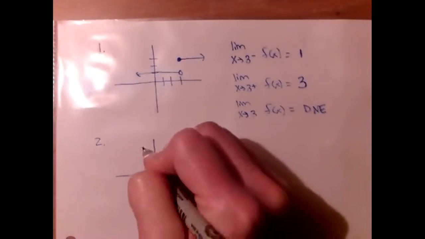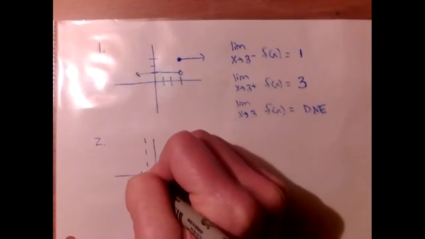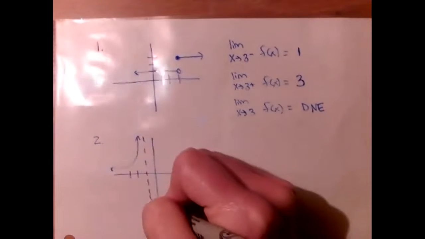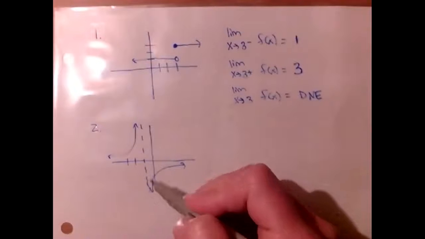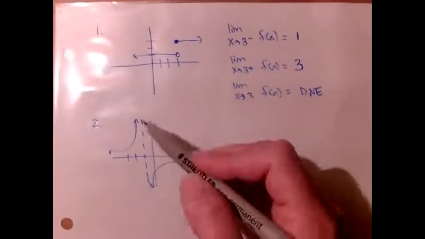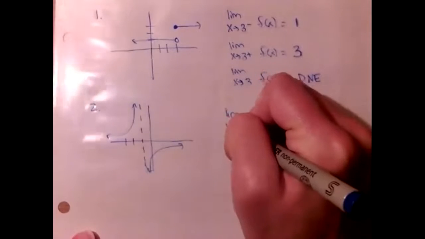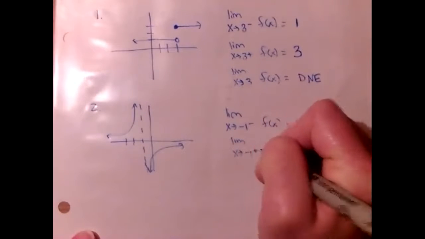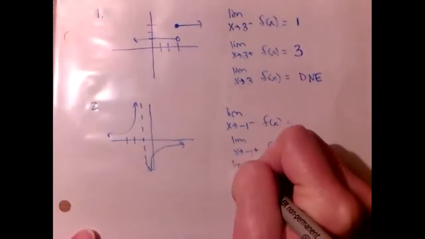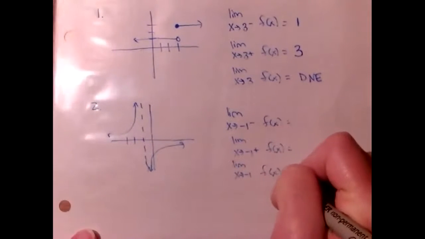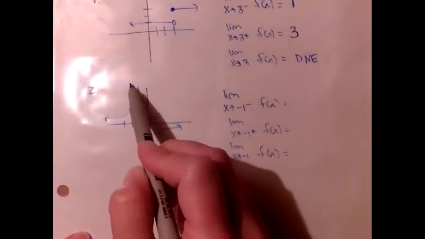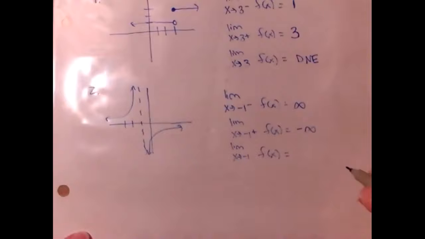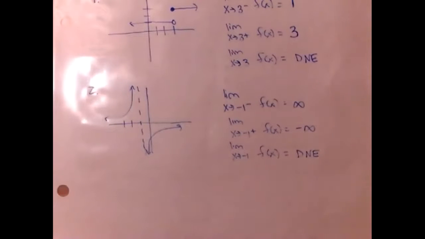All right, second one, you had to do an asymptote at x equals -1. And the rest of your graph could be doing whatever you wanted. So I'm just going to draw in something like this. You could have made both sides going down or both sides going up. Again, it was up to you. As long as there was an asymptote there, then you were good. So we're going to approach -1 from the left, -1 from the right, and then overall. So from the left, we're going to positive infinity. From the right, we're going to negative infinity. And so overall will be does not exist.